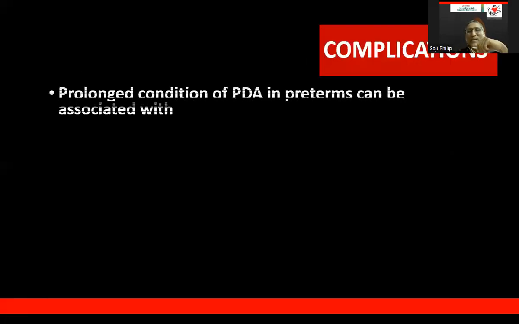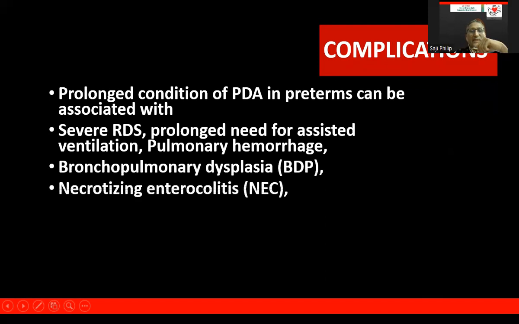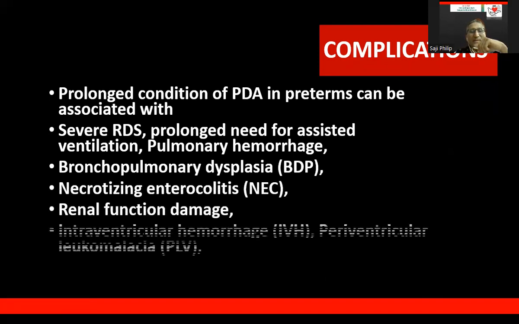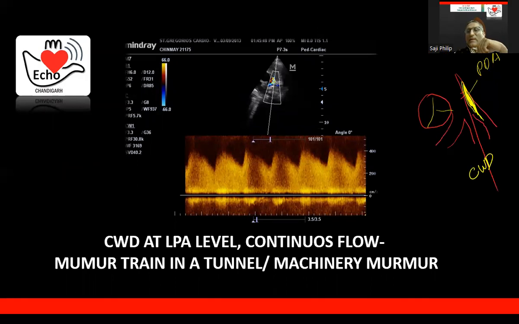What are the complications we see if you are not detecting the PDA? It can be associated with severe RDS, prolonged need of assisted ventilation, pulmonary hemorrhage, bronchopulmonary dysplasia, necrotizing enterocolitis, renal functional damage, intraventricular hemorrhage, periventricular leukomalacia, cerebral palsy, and can lead to death. So mortality is very high if you are not detecting the PDA. That is very important. Even I teach neonatologists and technicians, so it is not necessary for a cardiologist to diagnose PDA.